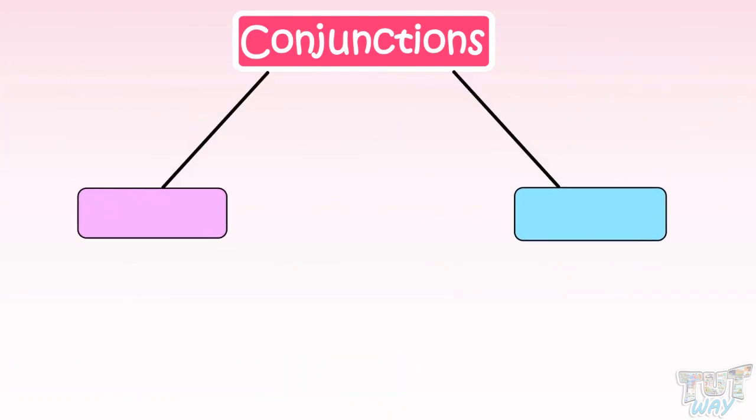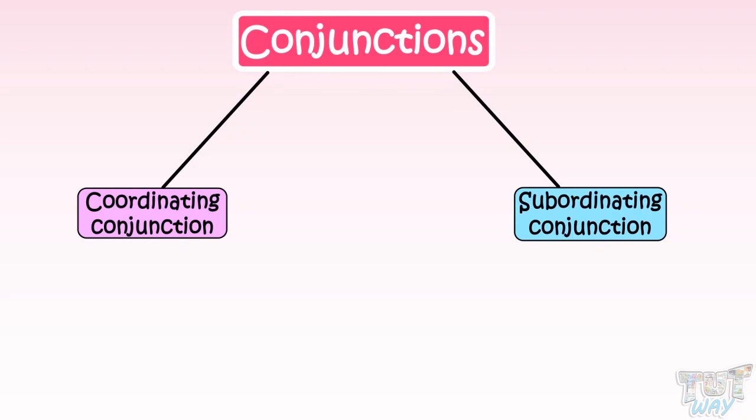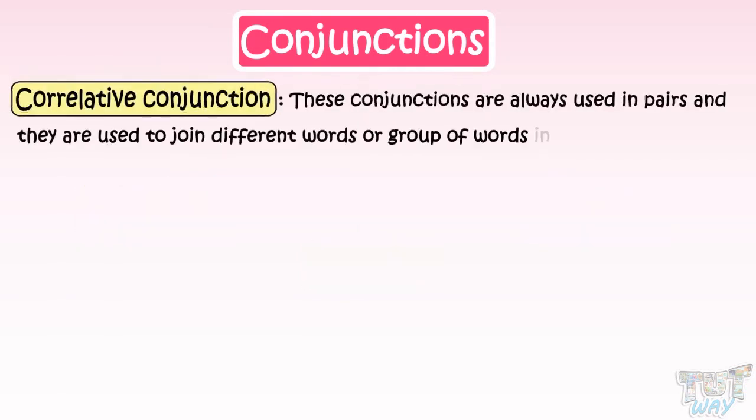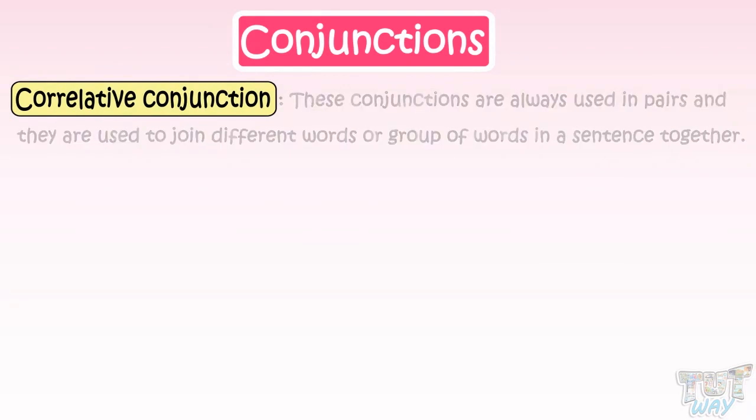Now we have learned two types of conjunctions in detail. First one was coordinating conjunction we learned in the last section, and next is all type of subordinating conjunction in this assignment. And now we're going to learn about the last type of conjunction, which is correlative conjunctions. These conjunctions are always used in pairs, and they are used to join different words or groups of words in a sentence together. Now let's learn about some commonly used correlative conjunctions one by one.